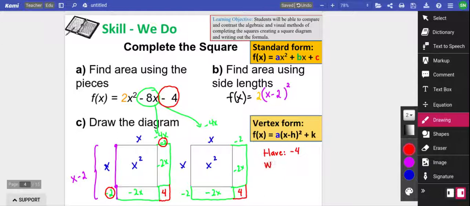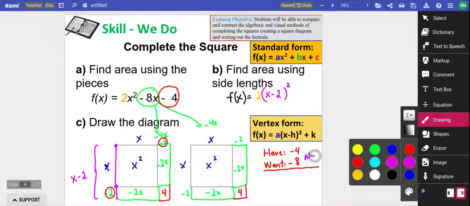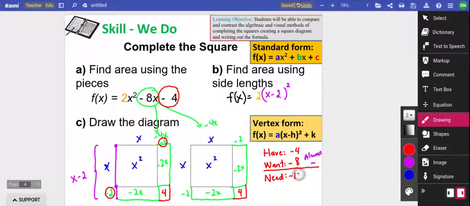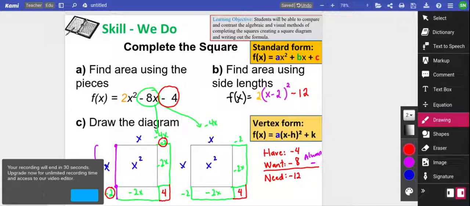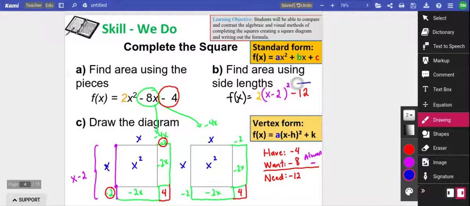So to complete the square, we want 8. Every time we want, we need to borrow. Borrow means negative. So we will be borrowing 8. So let me put this right here. The want is always negative. We have negative 4. We want negative 8. In reality, we combine those two, that tells us how many we need. We need negative 12. And that's how many I will be putting at the formula. So this is our answer.